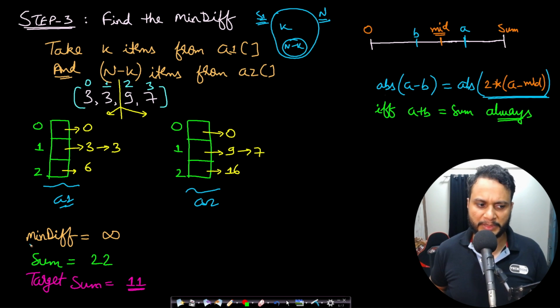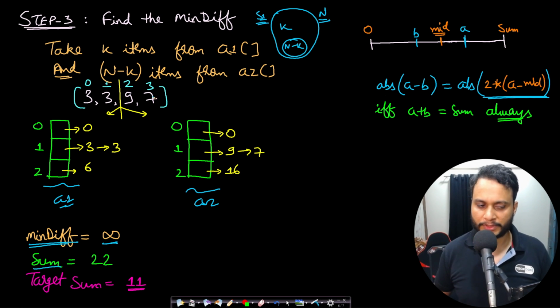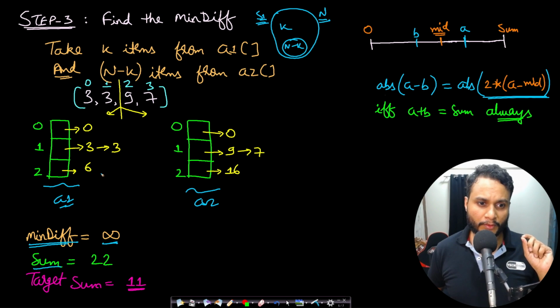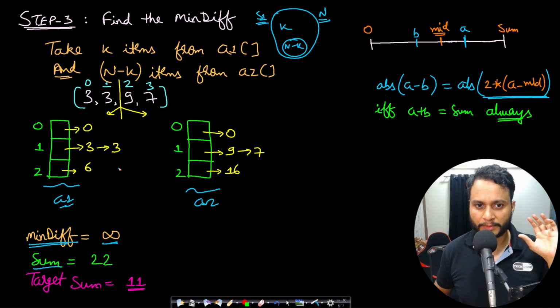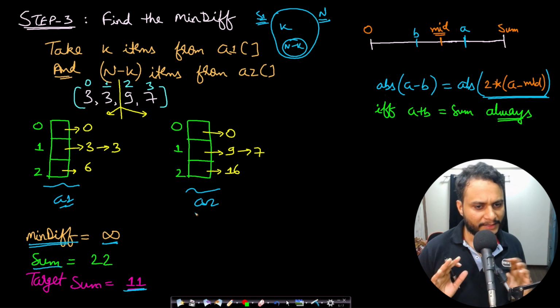I will assume a minimum difference variable which I will try to minimize, and therefore I will initialize it to infinity, or integer maximum, in the beginning. My total sum of the array in this case is 22, which is 3 plus 3 is 6, plus 9 is 15, plus 7 is 22. Therefore, where should I get the minimum difference equal to 0, which is the most optimal answer? I will get it at target sum equals 11.